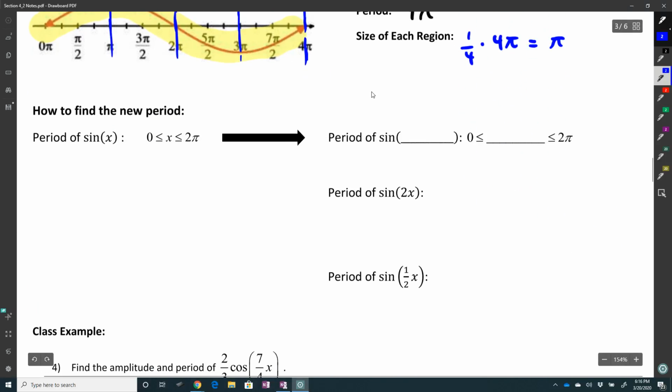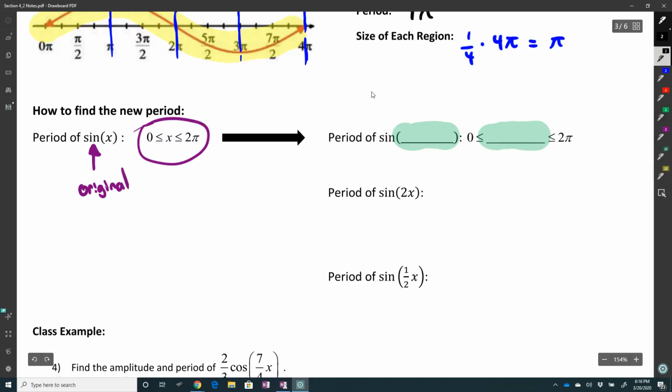so how do you find your new period? So whenever you're trying to find a new period, notice that the original function, when you're not messing with it, remember sine of x is the original. The original is between 0 and 2 pi. So it turns out that whenever you want to mess with it, whatever goes here on the inside has to go on the inside here.